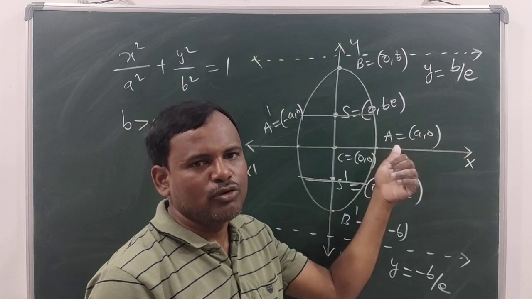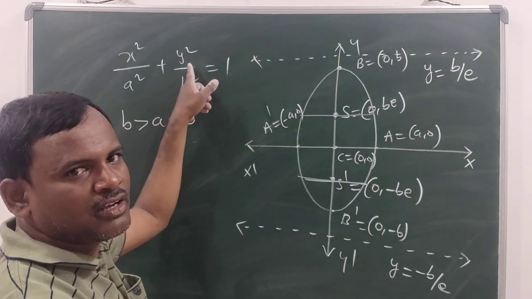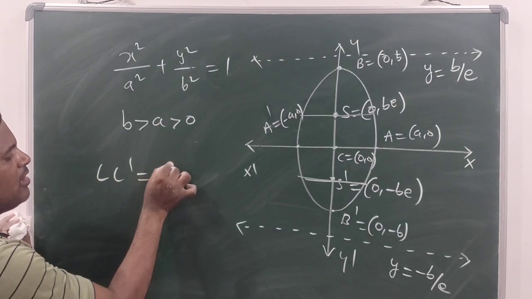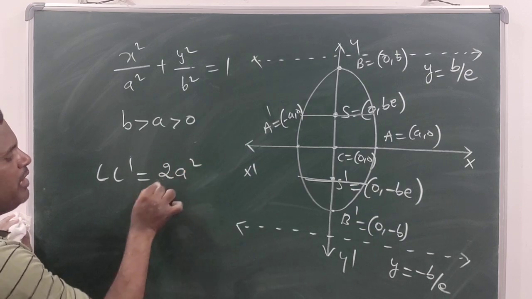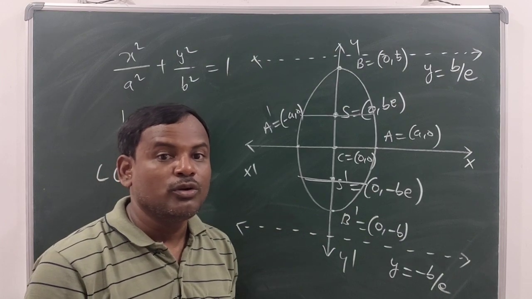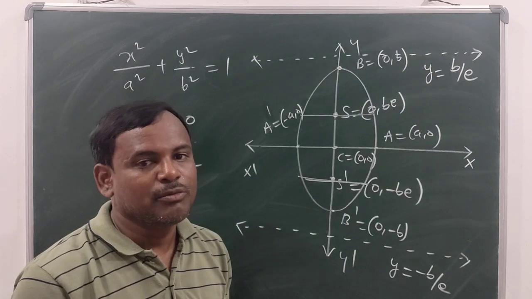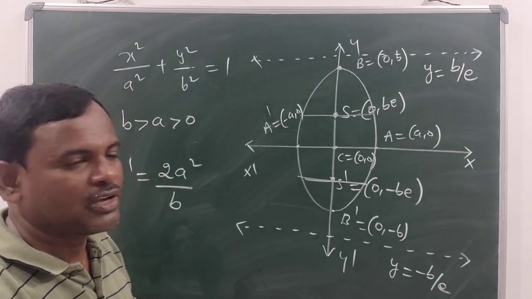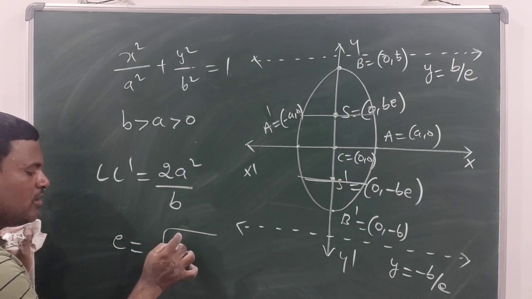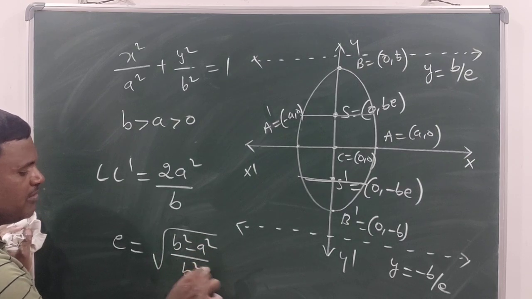And when you know y equal to minus be, substitute y equal to minus be here and go for simplification. So you will get the length of the latus rectum as 2a square by b. For the previous one you got 2b square by a, but for this you will get 2a square by b units. And the eccentricity value for this will be the square root of b square minus a square by b square.